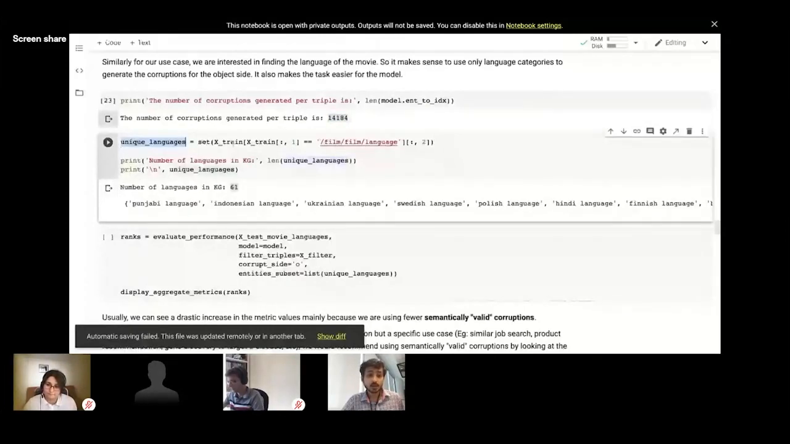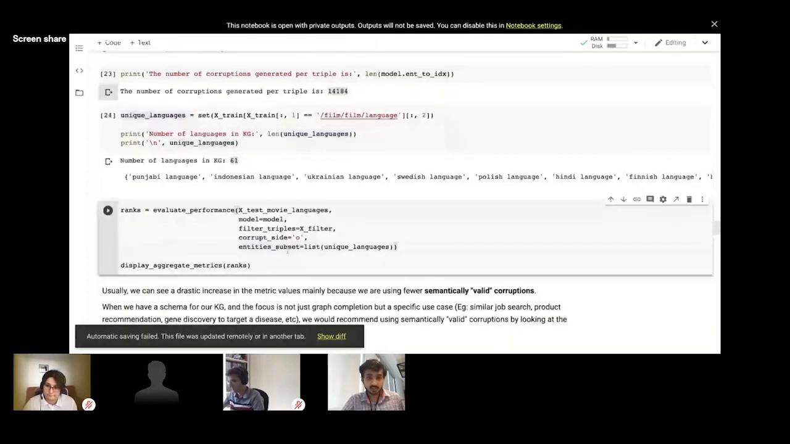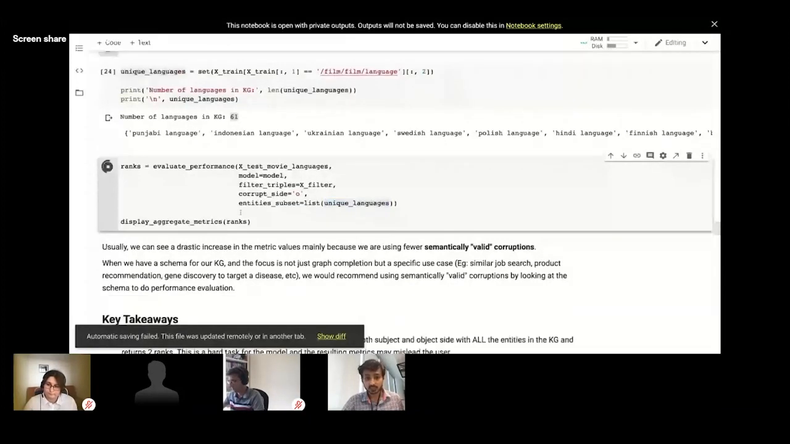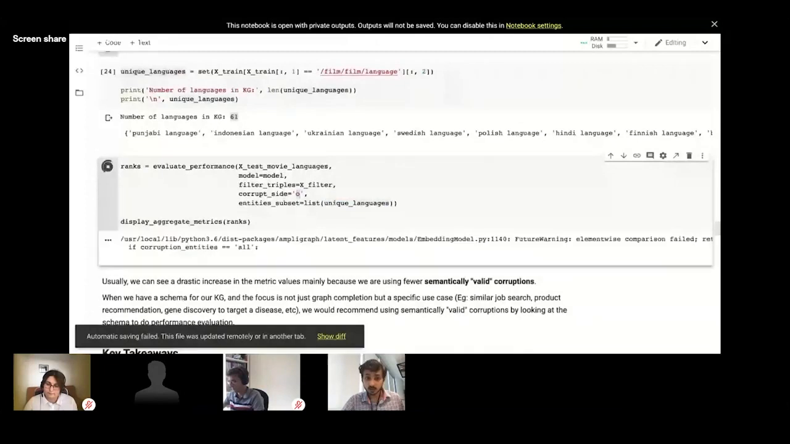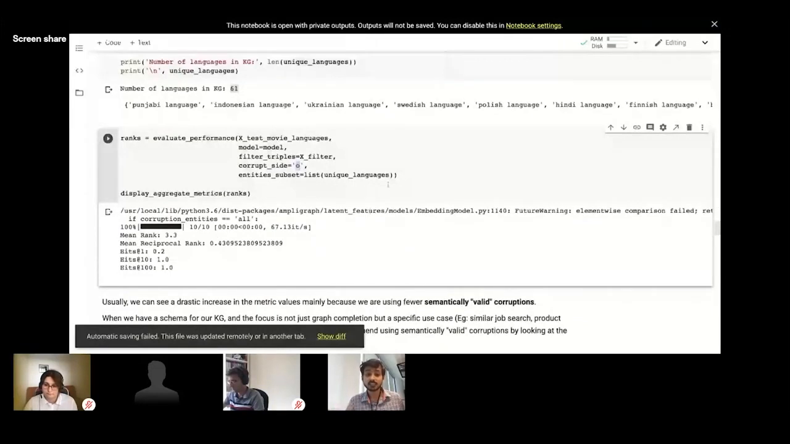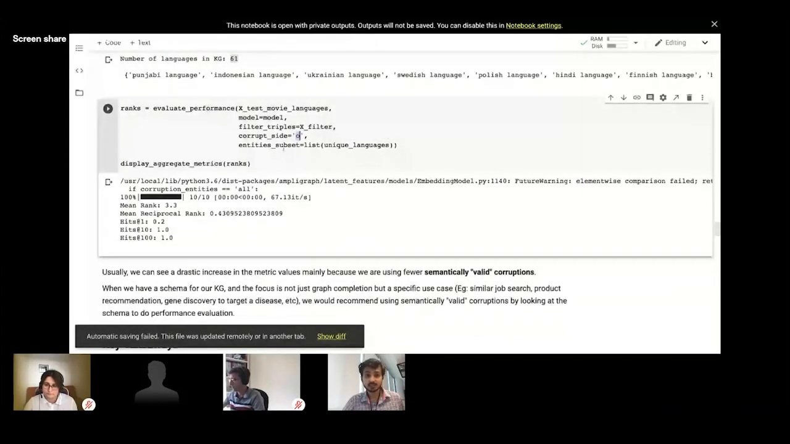And now I'll pass this argument called entity subset to evaluate performance, and I'll pass this list of unique languages. And you can see now it will compute the ranks by corrupting the object side, but not using all the entities, only 61 entities. So this becomes extremely fast, especially if you look at an industrial size data set with millions of entities. So this is a practical way of evaluating.